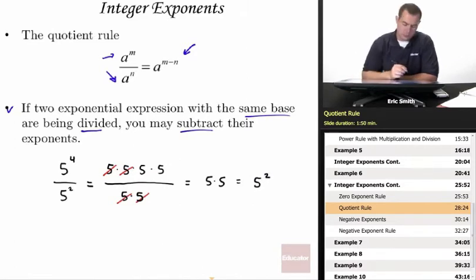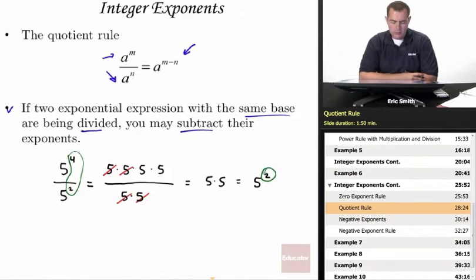Now, if we look at the result of this, what happened to the original versus the answer in the end, you can see that all we really had to do was subtract those exponents. 4 minus 2 does equal 2. So this is the way that we will handle things that have the same base, and we are dealing with division. We'll simply subtract their exponents.